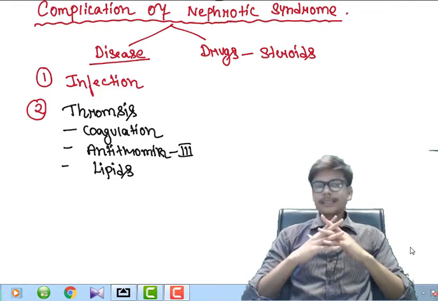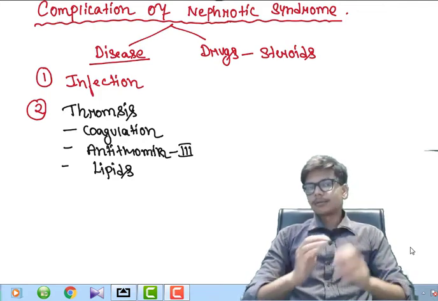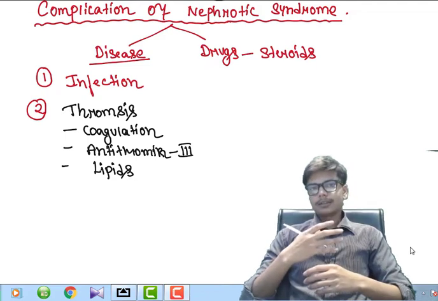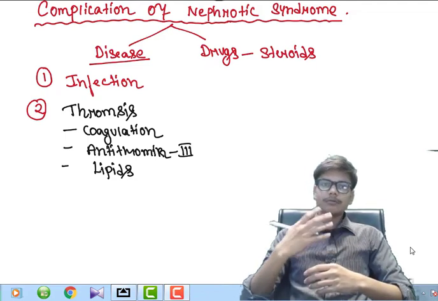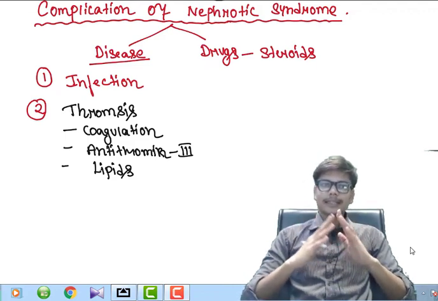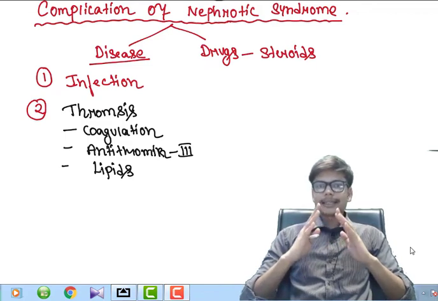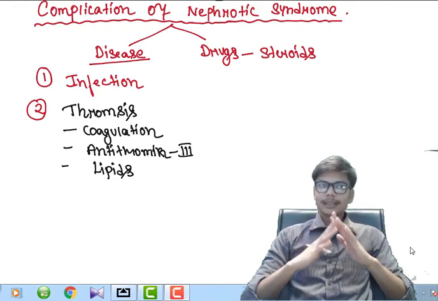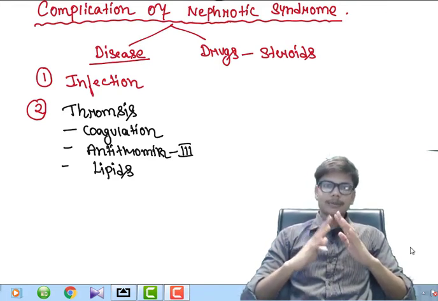So thrombosis is one of the complications of nephrotic syndrome, and the clinical feature of thrombosis will depend upon which vein is thrombosed. In peripheral veins of the leg, the symptoms will be calf muscle pain, claudication. If the renal vein is thrombosed, there will be flank pain along with kidney dysfunction, as evident in laboratory kidney function tests.